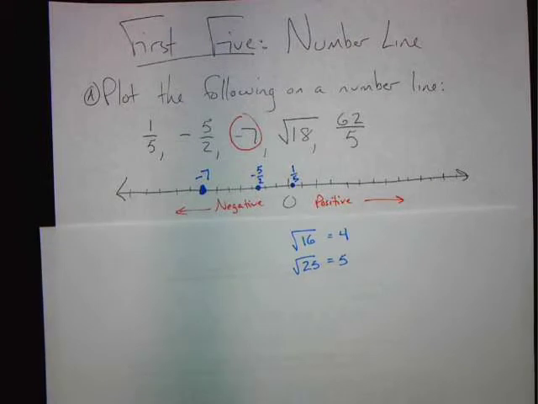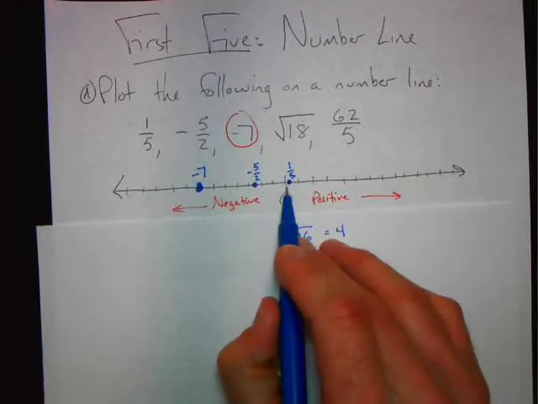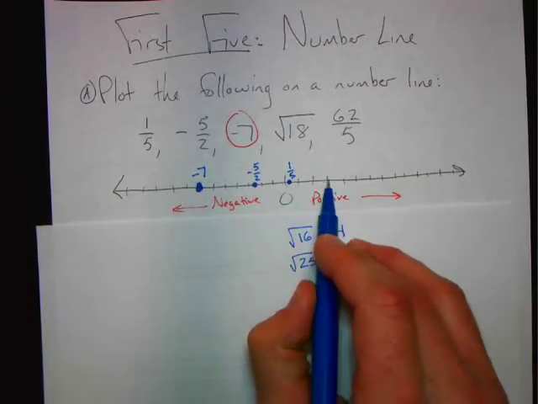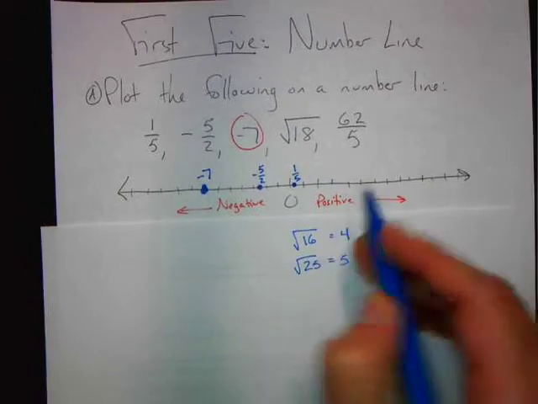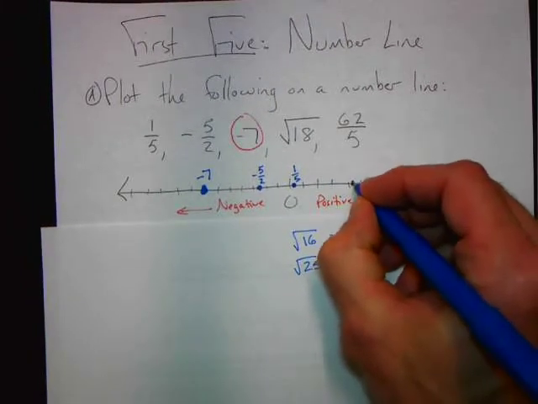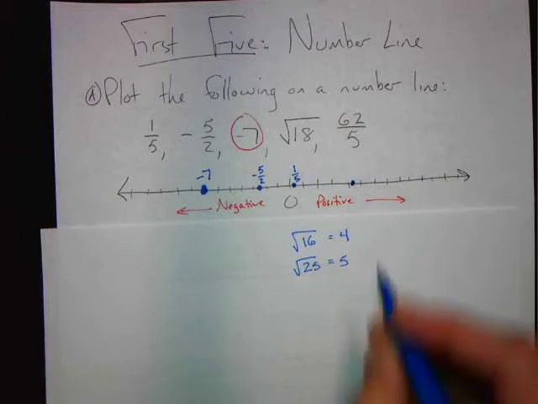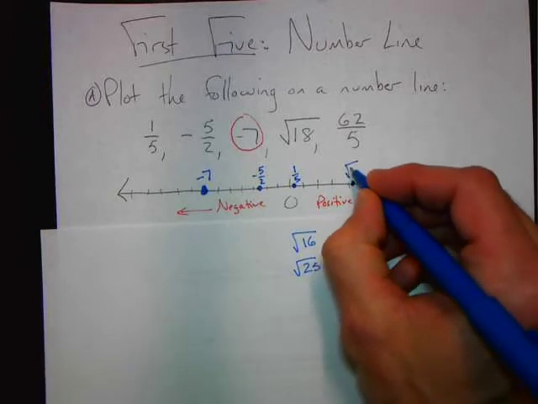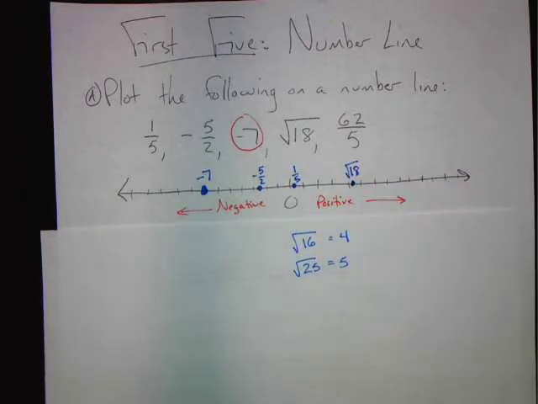So where in the world is 4.24? From 0, here's 1, 2, 3, 4, and then 0.24. Not quite halfway, right? So it's right there, closer to the 4. And that is where the square root of 18 is.